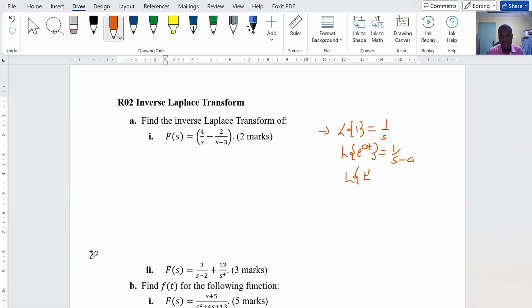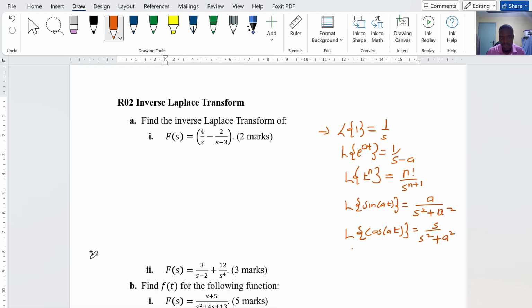Laplace transform of t^n, you recall that is n factorial over s^(n+1). Laplace transform of sin at, you can recall this was a over s squared plus a squared. And lastly, Laplace transform of cos at was s over s squared plus a squared.